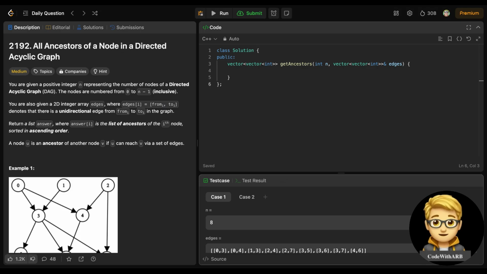We will solve today's LeetCode problem. The question is all ancestors of a node in a directed acyclic graph. The question is marked as LeetCode medium. Let's see what the question is asking.